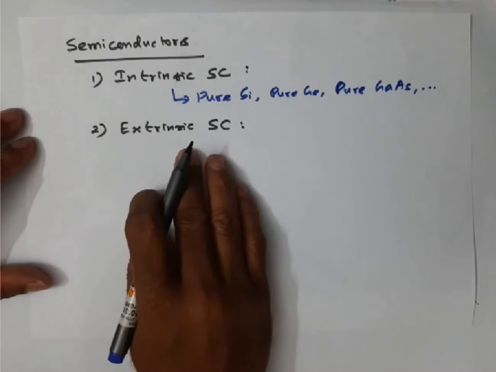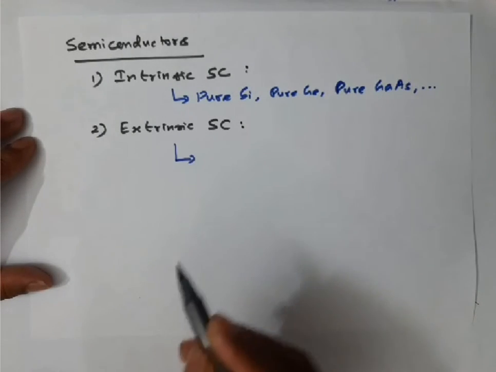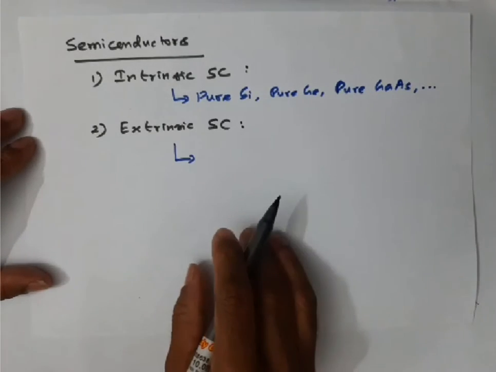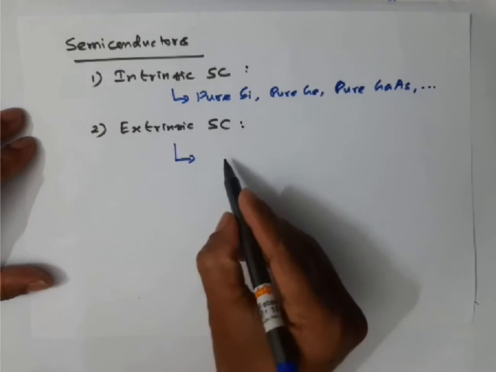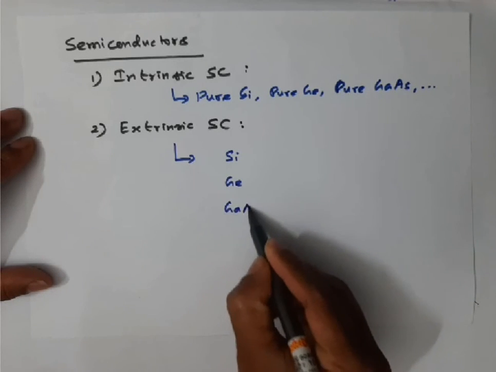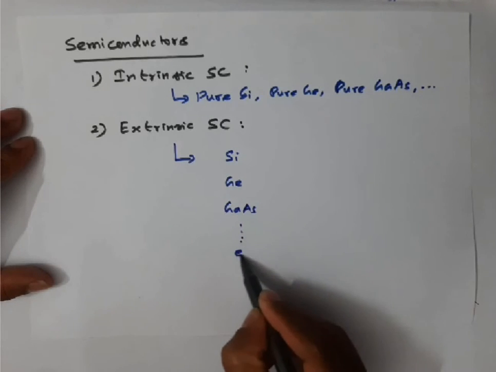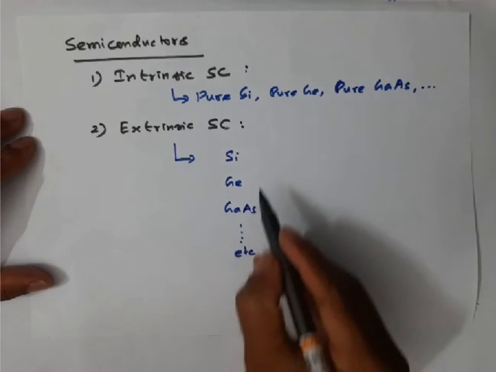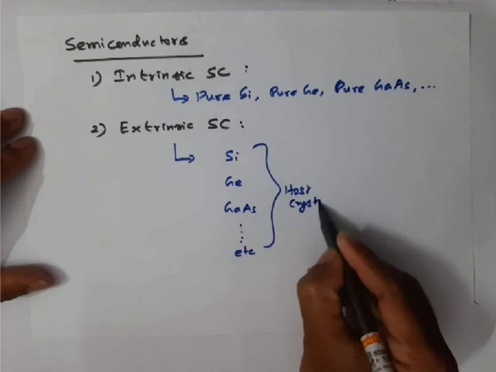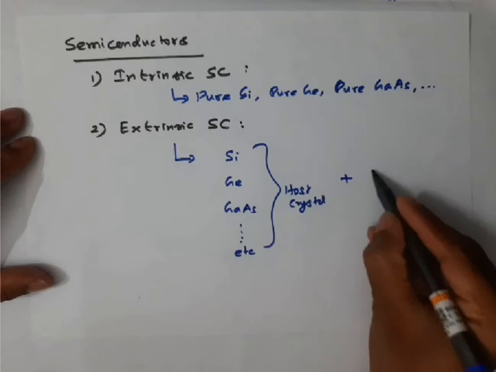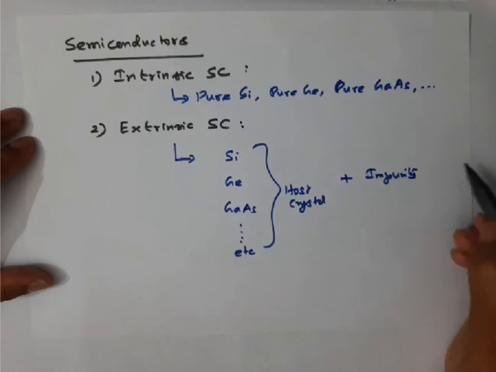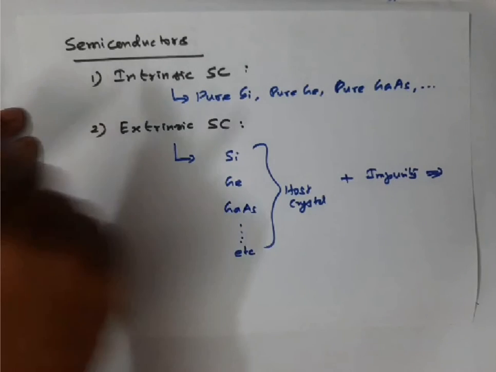What is extrinsic semiconductor? In extrinsic semiconductor, we add some impurity to the host crystal. Suppose you take silicon or germanium or gallium arsenide, many examples are there. We call these host crystals. To this host crystal, we should add some small amount of impurity so that you will get what is called extrinsic semiconductor.